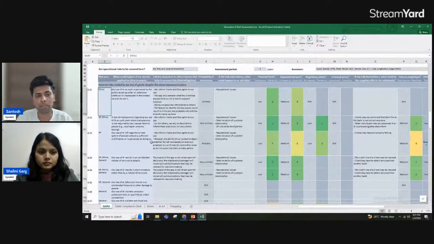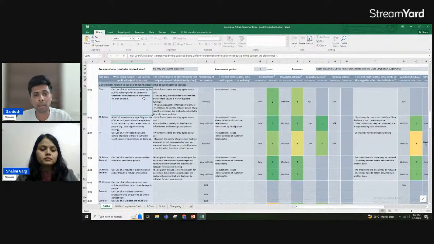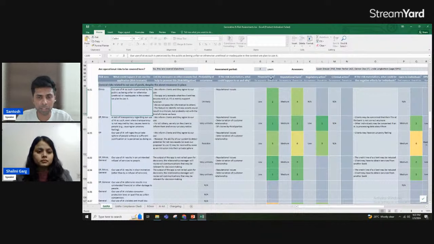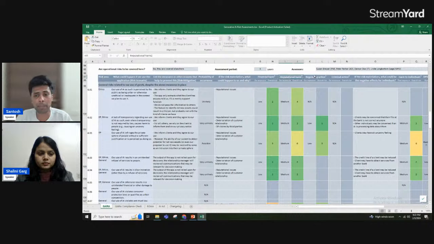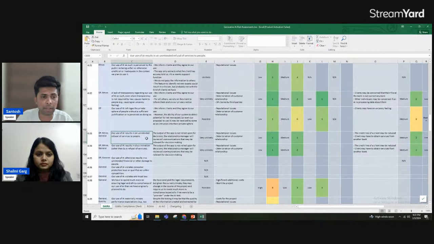So this is not a comprehensive list, but at least we have tried to cover many of the Gen AI risks. And if that particular risk materializes, what can be the potential issues and what are the potential impacts, like financial impact, reputational impact, regulatory impact, criminal impact, and we'll document the probability and the impact.